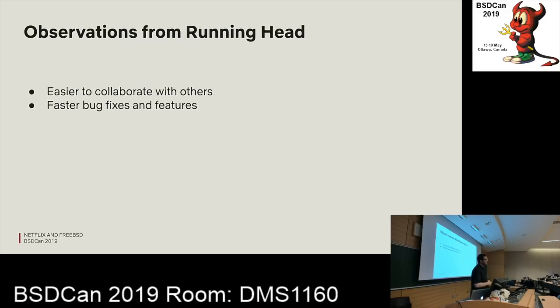We also get faster bug fixes and features. There are features that someone else will do which we want. They commit them to head, and we can easily get them because we're running head. If we were running stable 10 or stable 11, we would have to either wait for them to MFC the code, or we would have to MFC the code, or if it's not something that can be MFC'd, we'd have to figure out how to get it ourselves. Again, it just makes it harder to benefit from the rest of the community when you're not running head.